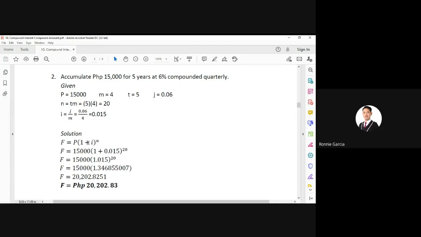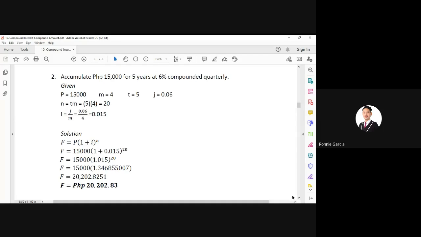So unahon nimo ang parenthesis, 1 plus i, so 1.015. After ana, raise to the power of 20. Apply nimo tong PEMDAS. Exponent ang first, diba? Simplify ni nimo. Tapos after that, i-multiply na dayon nimo. Ang value aning 1.015 raised to 20 is kaning 1.34685507. Multiplied by 15,000, you will get 20,202.8251. Kwarta man atong gihisgutan dere, so ang pangitaon jud ani is to the nearest centavo. So that is why 0.83.